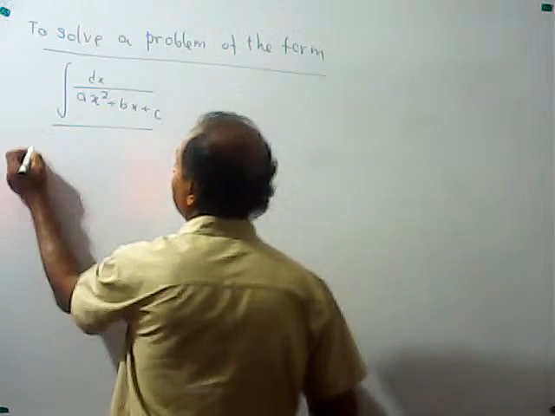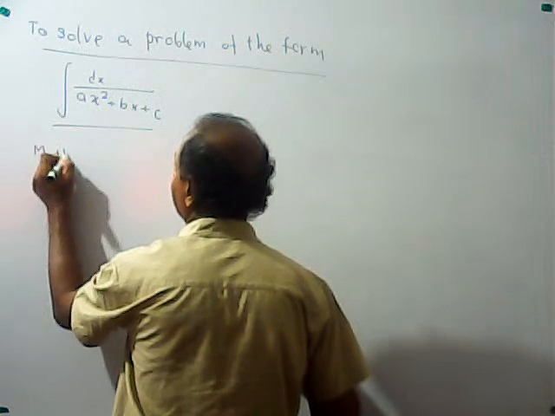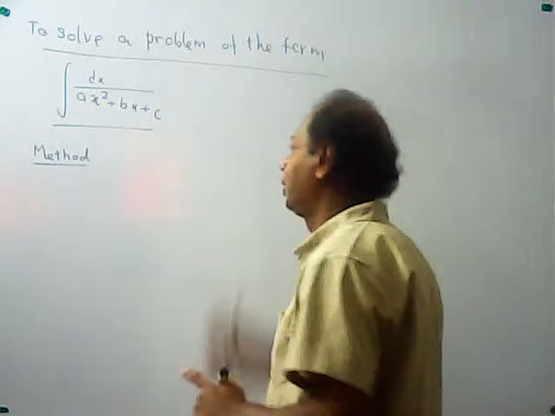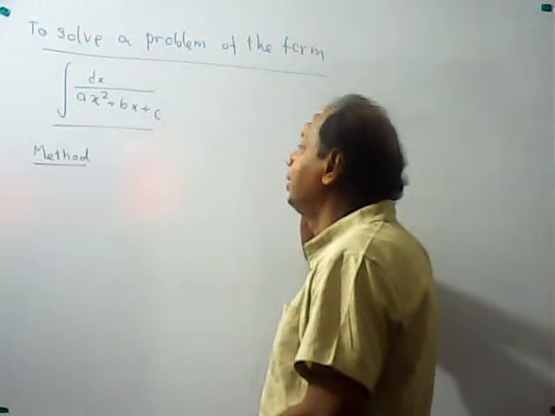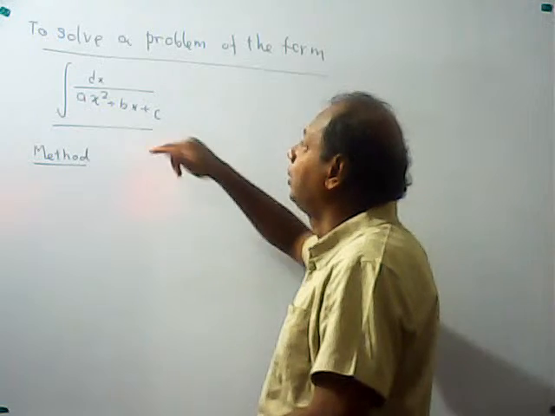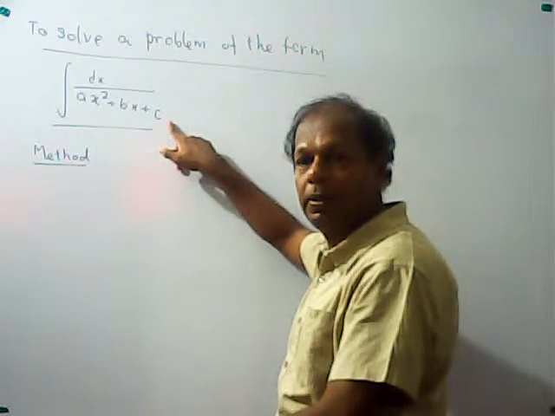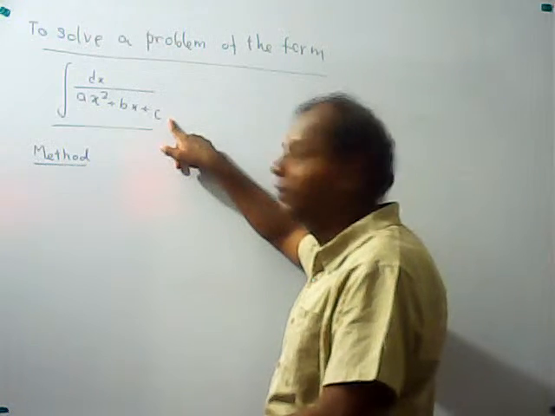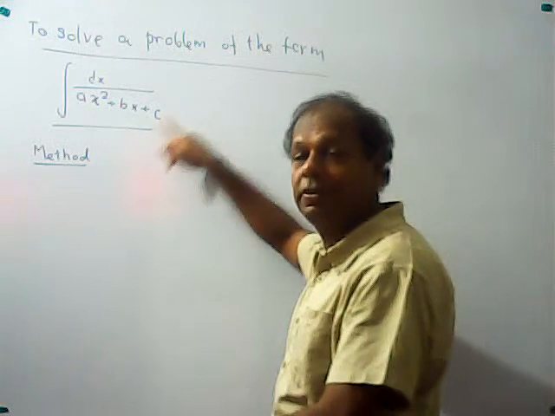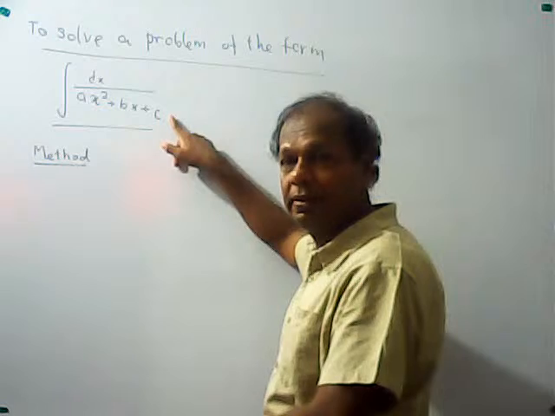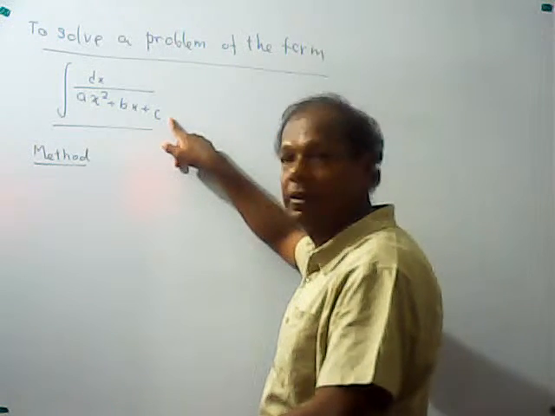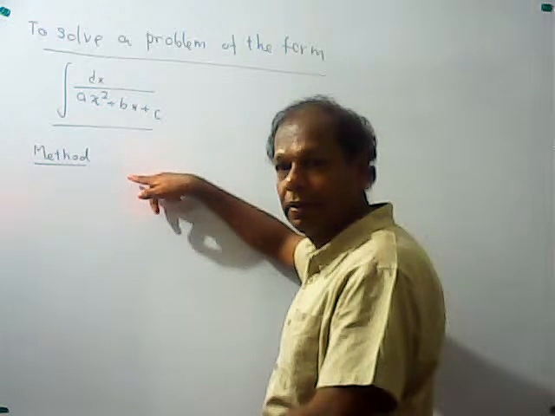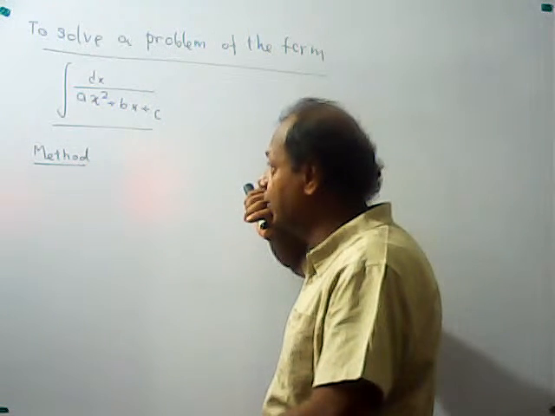If you see factors of this, two distinct factors, that means delta is greater than 0. In the case where delta is greater than 0, we use factors to integrate.